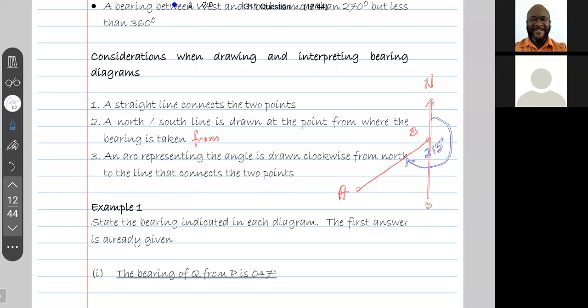All right. So that's all that consideration bit is saying. All right, so let's have a look at a little example.